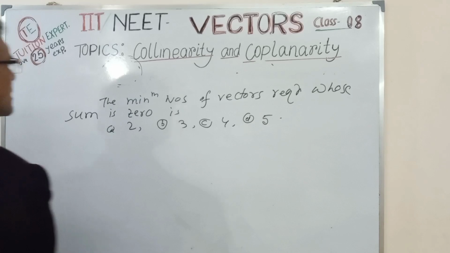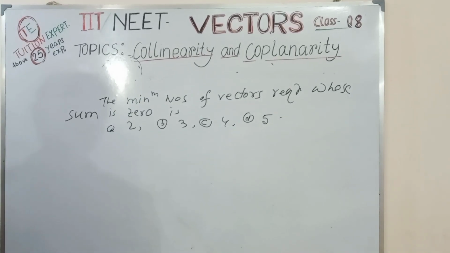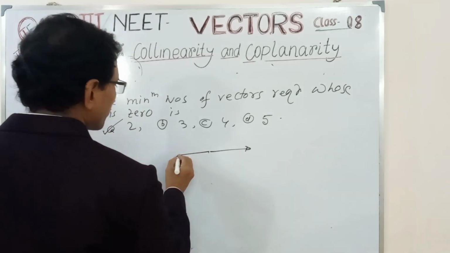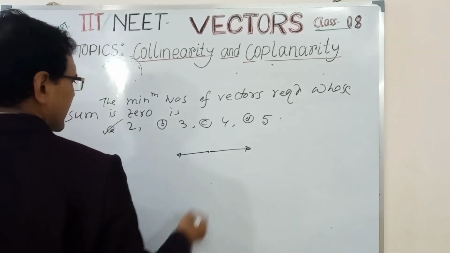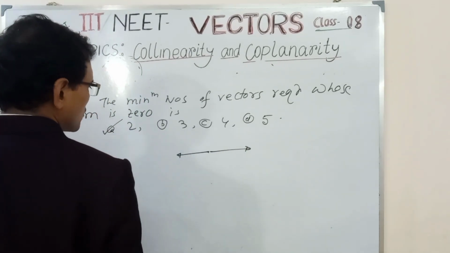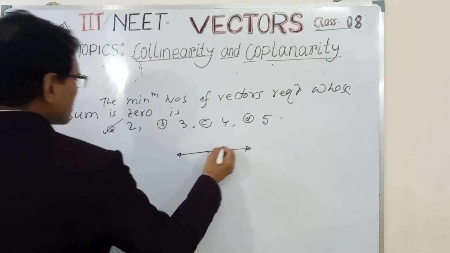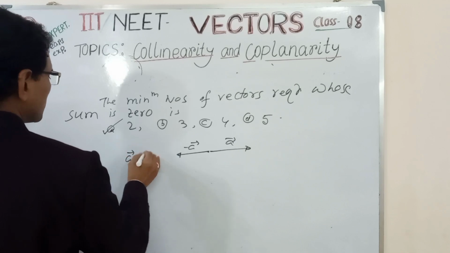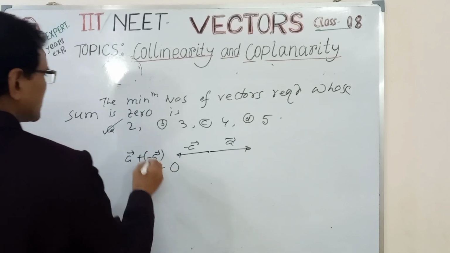What is the minimum number of vectors required for the sum to be 0? The answer will be 2, because if the vectors lie in the same plane with equal magnitude but opposite direction, then their sum is 0. So A, and this is minus A, so the sum is 0. The answer is 2.